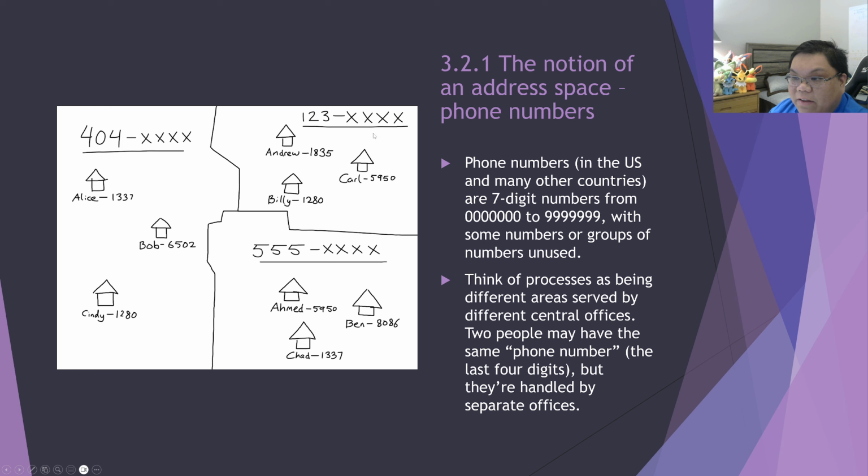So you see these different areas. Think of these areas as different processes. Each one has its own address space. Each one is going to have an address 1280, but it's going to mean different things. So in one area, you're calling Billy, but in the other area, you're calling Cindy. And in the other area, well, there's no one with that phone number. That can happen, by the way.